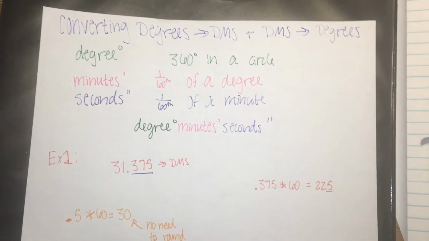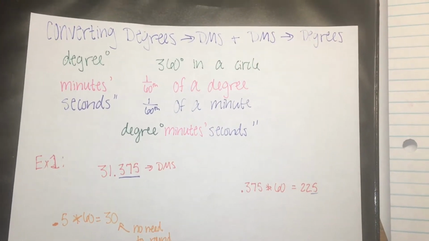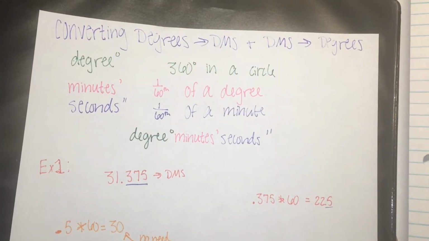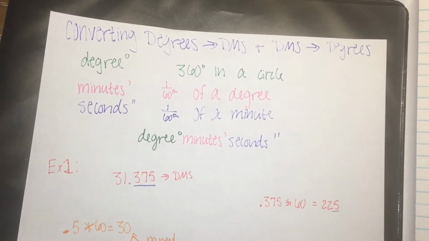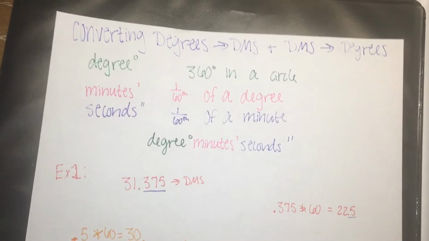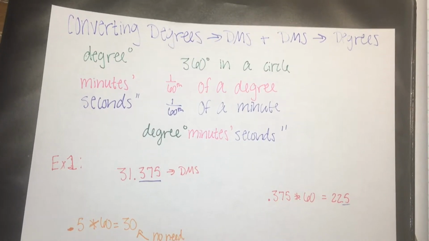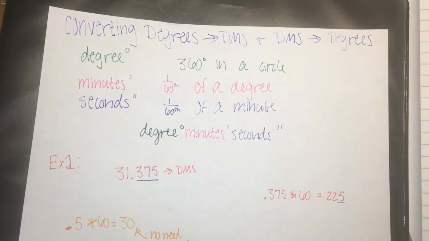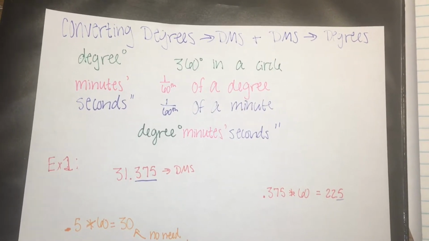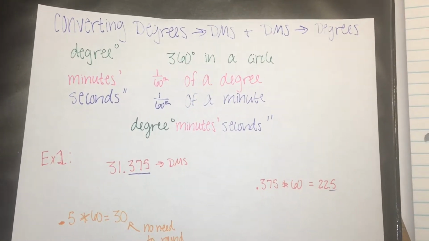Today we're going to be learning about converting degrees to degrees, minutes, and seconds, as well as degrees, minutes, and seconds to degrees. Something to keep in mind is that a degree is a unit of measurement, and there are 360 degrees in a circle. This measurement can be broken up into even smaller measurements, and examples of these are minutes and seconds. 1 minute is 1/60th of a degree, and 1 second is 1/60th of a minute.